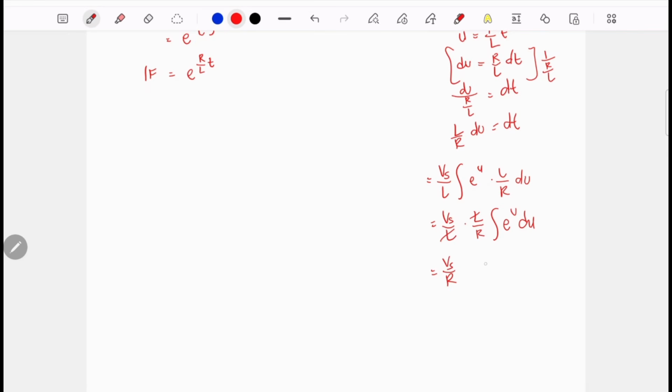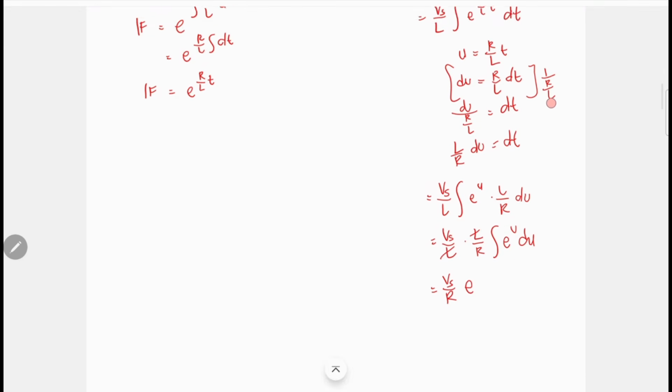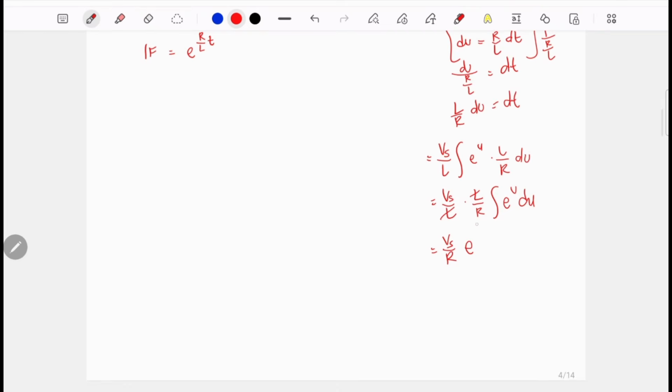Integral of e to the u is e to the u, but our u is R over L t plus c. I times e to the R over L t.